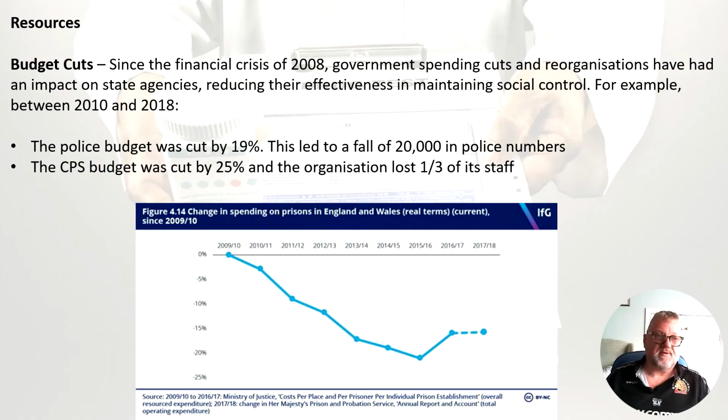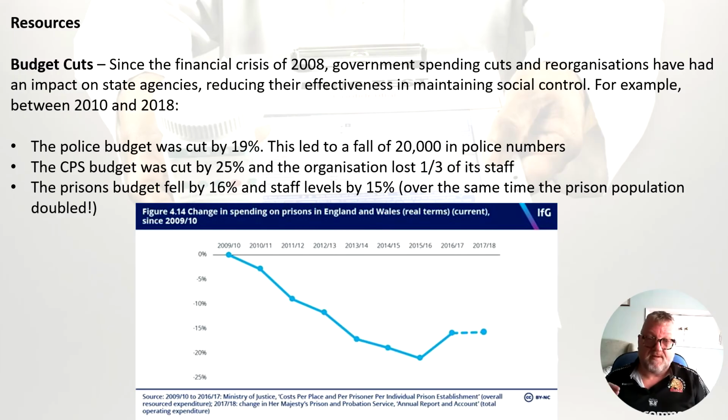At the same time, the CPS budget was cut by 25% and the organisation lost a third of its staff. So that means the Crown Prosecution Service has less staff, so it takes them longer to bring a case to court, which means that court cases take longer. There's a longer wait for the case to be prepared, which means that if someone's held on remand in prison awaiting their trial, that's going to increase the prison numbers. So all this stuff has a knock-on effect.